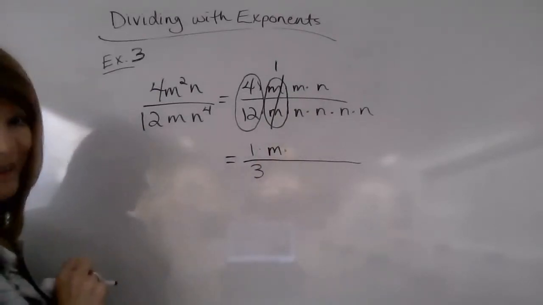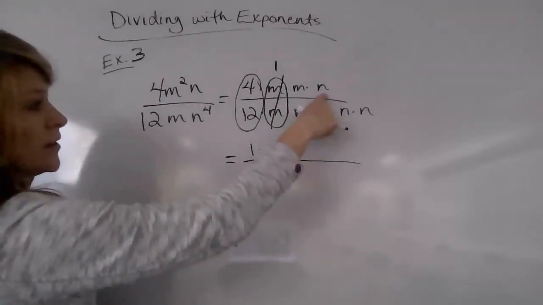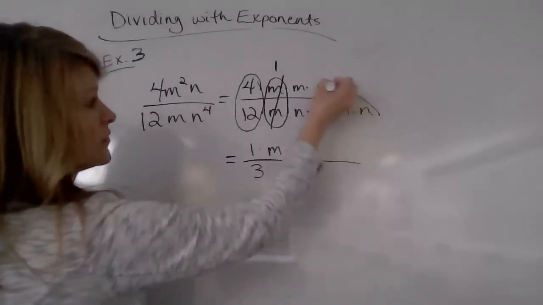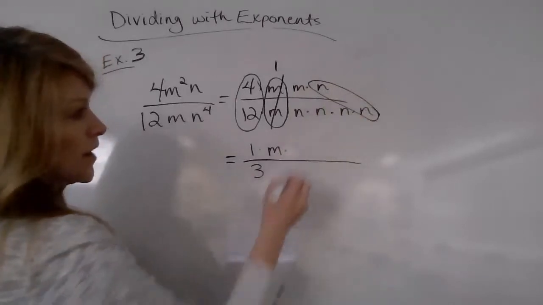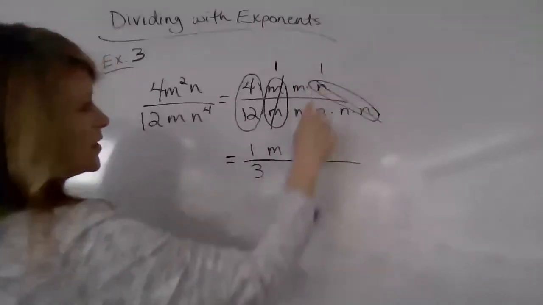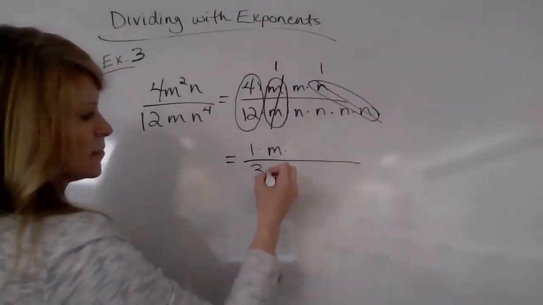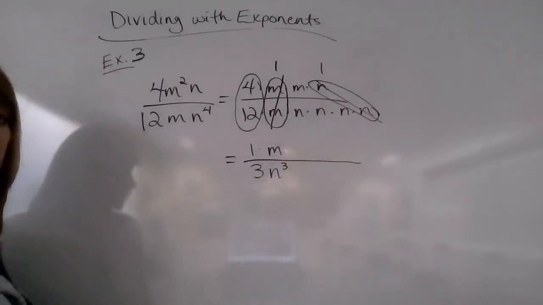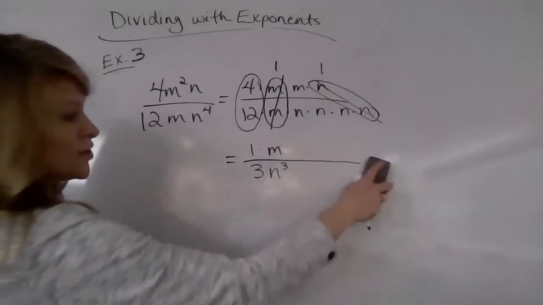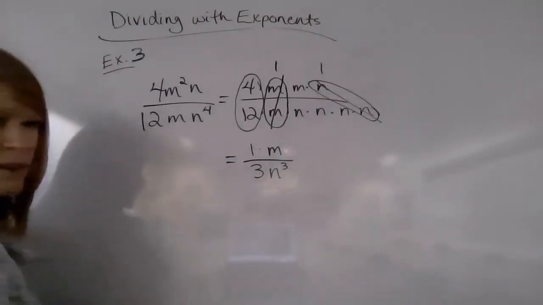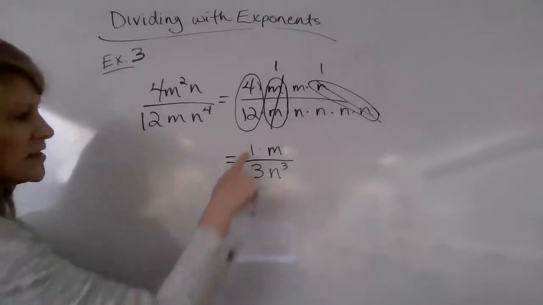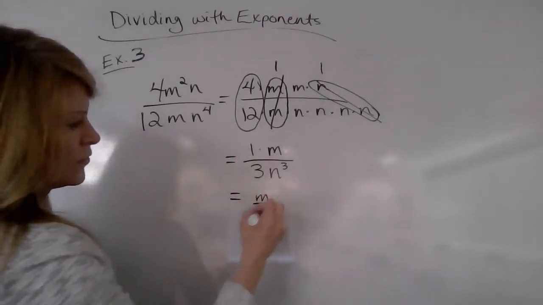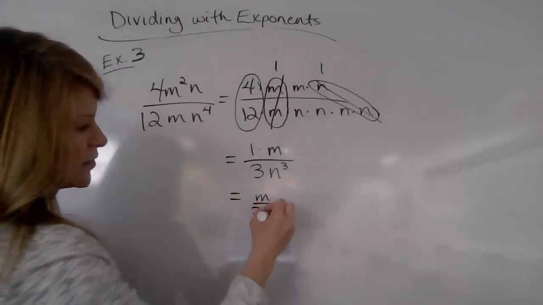Our n's, we have 1 in the numerator and 4 in the denominator. We can take this one and pair it up with one of these. N over n equals 1. That leaves us with 3 n's in the denominator, n to the 3rd power. So when we're all done, you could leave this as your answer. It's not wrong, but if you're looking for it on a multiple choice test, this 1 would not be there. It would just be written as m over 3n to the 3rd.